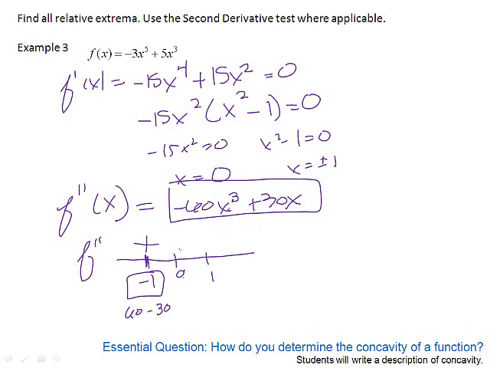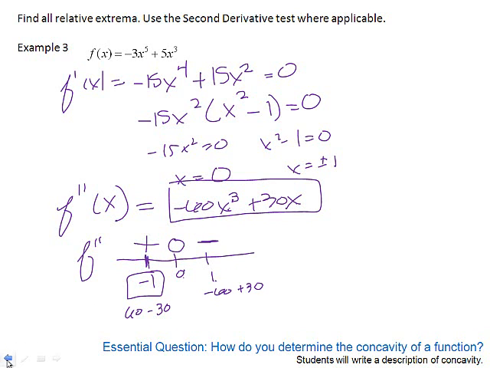What happens when I put the 0 in? It goes 0, which means the test fails. Most likely that's a point of inflection, right? When it's neither a max or a min, it's probably a point of inflection. All right, when I put in the 1, I get what? Negative 60 and positive 30, so is it positive or negative? Negative.